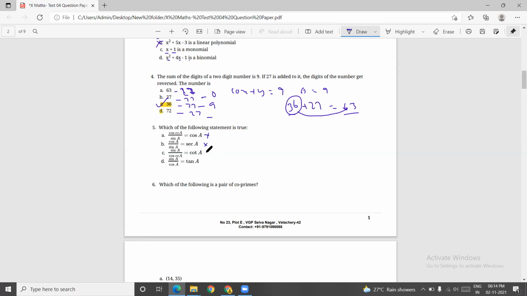Sine by cosecant. No, sine by cos is tan. It's D. Option D is the answer. It's a straight question. Answer D.